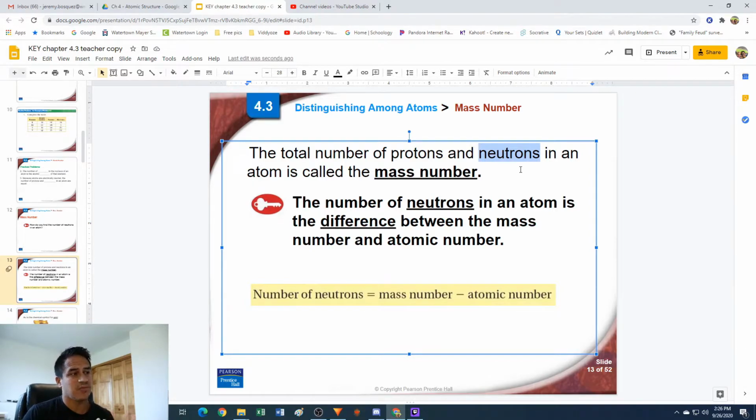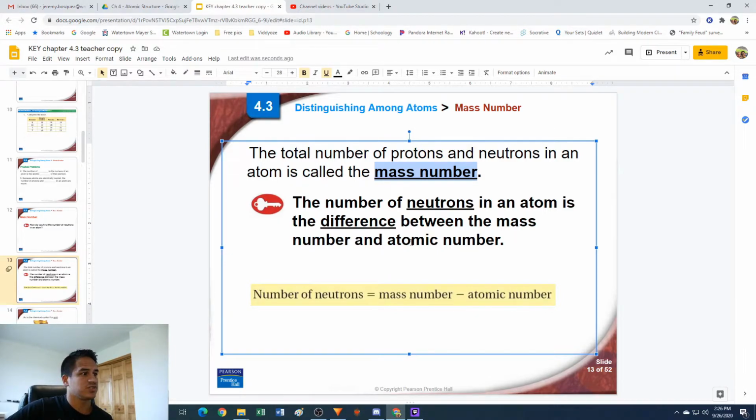So the mass number basically comes from taking the number of protons plus the number of neutrons and adding them together to give us a mass number. Okay, so mass number is essentially a sum. It's a sum of 2 numbers, protons plus neutrons. If then we want to find how many neutrons are in the nucleus of an atom, what we would do is we'd find the difference between the mass number and the atomic number.